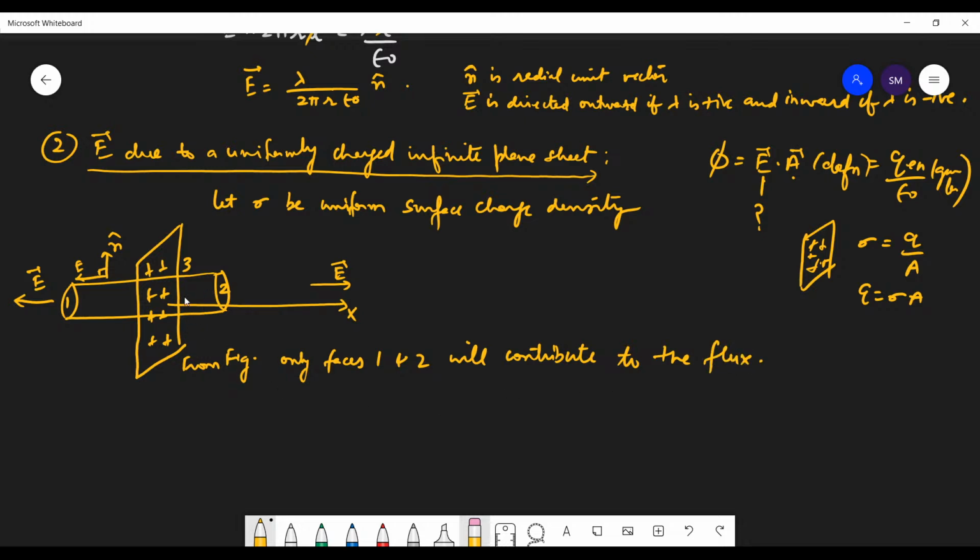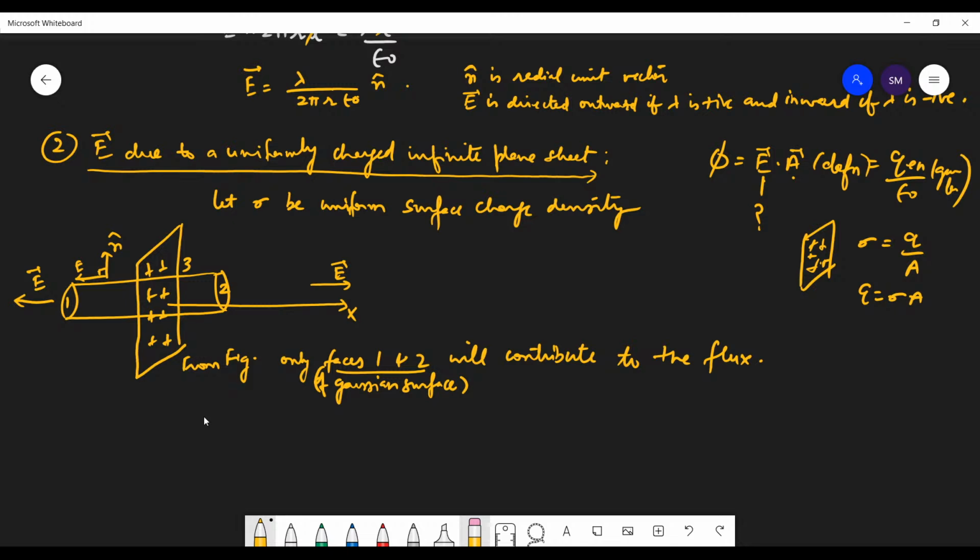So only phase 1 and 2 of the Gaussian surface will contribute to the flux. If you want to add, you can only add this: only phase 1 and 2 of the Gaussian surface will contribute to the flux. This is the first point.